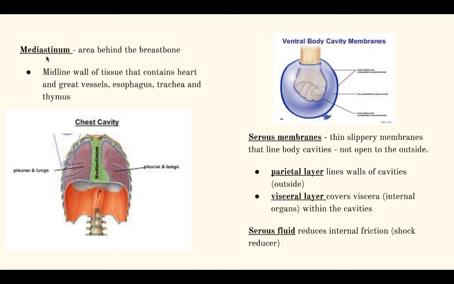The mediastinum, as mentioned earlier, is the area behind the breastbone. It is the midline wall of tissue, and it contains the heart and the great vessels, which are the aorta and the vena cava, and all of those pulmonary blood vessels. Your esophagus, trachea, and thymus are also located in this region right here. The mediastinum runs right down the center.